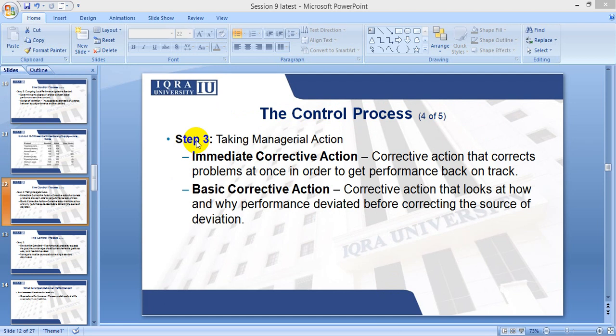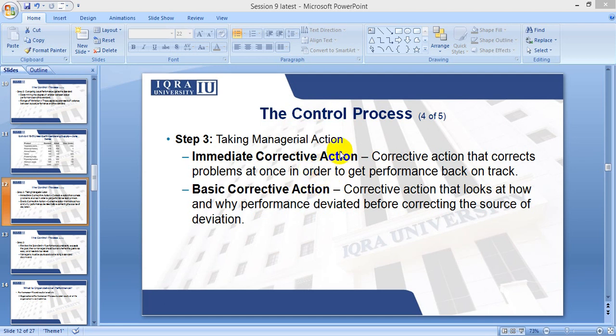Then we have step number 3, which is taking managerial action. If we are facing some trouble, if we have noticed that we are not on track, then we have to take some managerial action. We have to ensure that we come up with some plan, with some action, so we get back on the track that we were on. Managerial actions are of two types. Number one is immediate corrective action. It is the action that corrects a problem at once in order to get performance back on track.